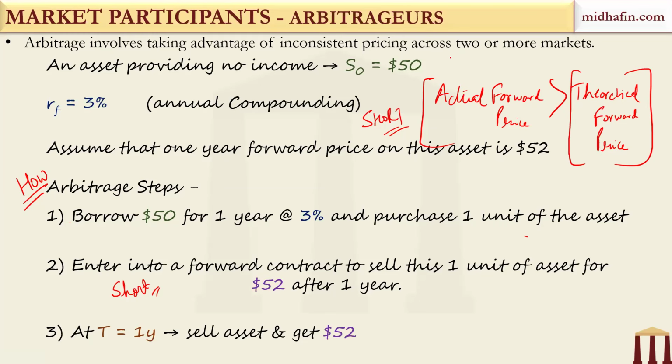So this is the why part. Why are you doing this? Yes, correct. So this is the why part and this is the how part. Why did we short this forward contract? Because the actual forward price, which is 52 in this case, was greater than its theoretical forward price. And how we executed, these are the first three steps.